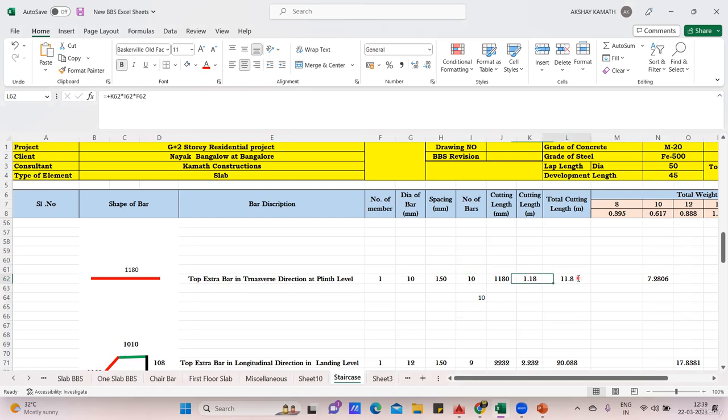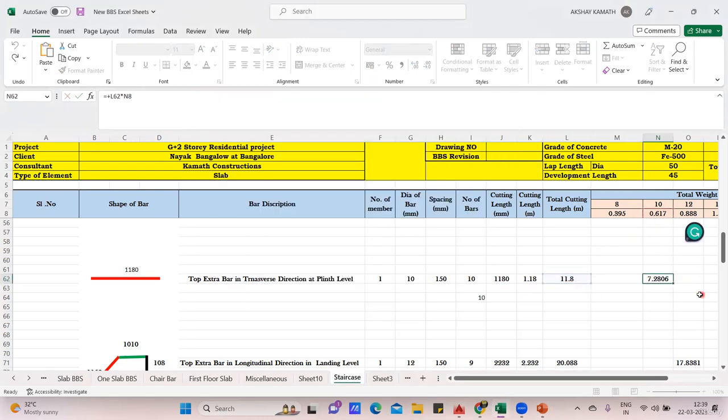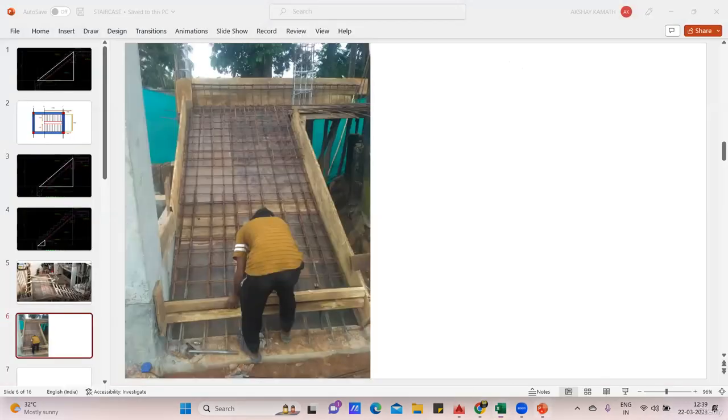Got it? So total cutting length will be 1.18 multiply by 10 multiply by 1. You'll get 11.8. Since it's a 10 diameter bar, put under the 10 diameter column. So it will be 11.8 multiplied by 0.617, which will come out to be how much? 7.28 kg. Got it? So you got an idea. So here, this staircase is something different. You'll never find the same staircase. Whatever I've taken, one complicated only.